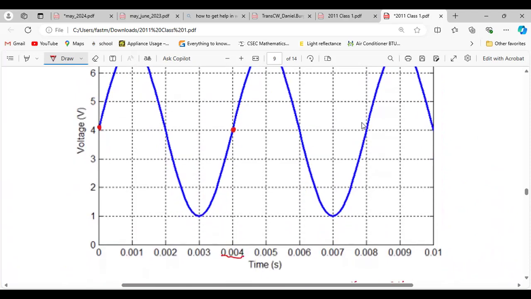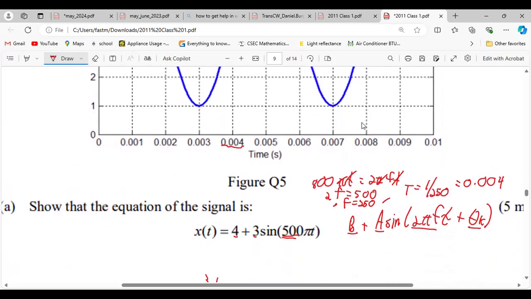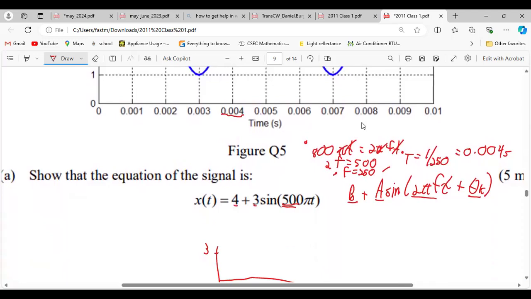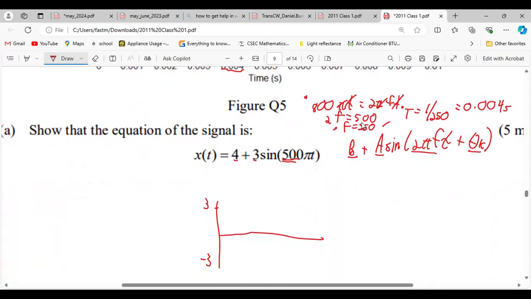So the first thing, you show them how we do this here. Period is 1 on 250, which is 0.004 seconds. And you show them that the period from the graph here is 0.004, and the period calculated is 0.004. So you might get some marks, well, you will get marks for that. Anyway, so we have to put that. So you know the period is 0.004.